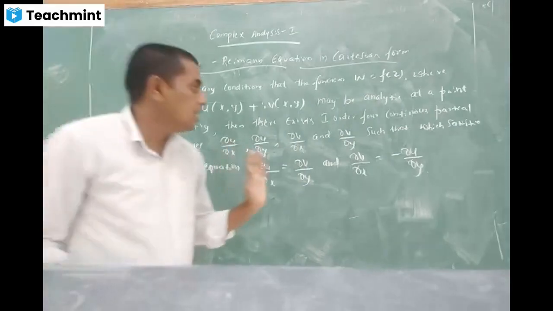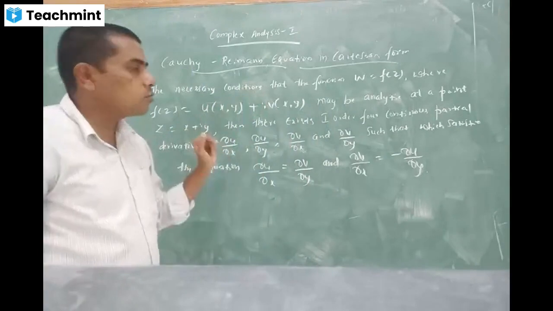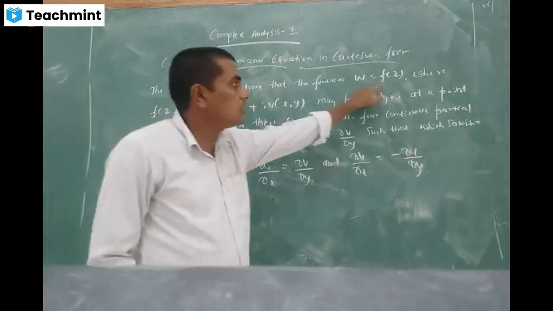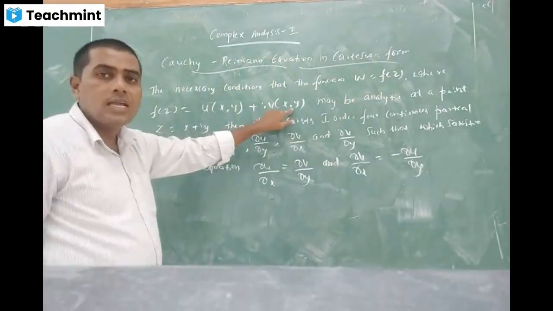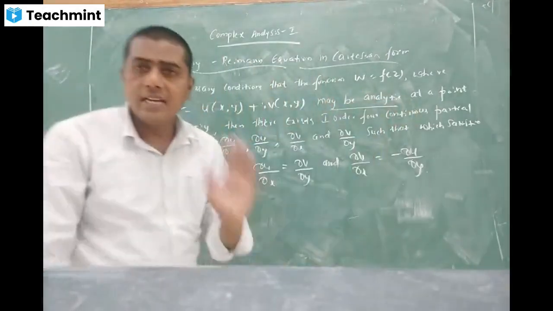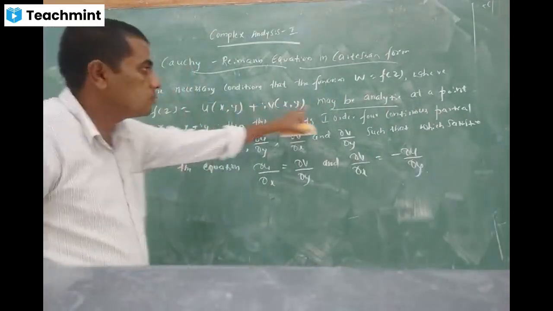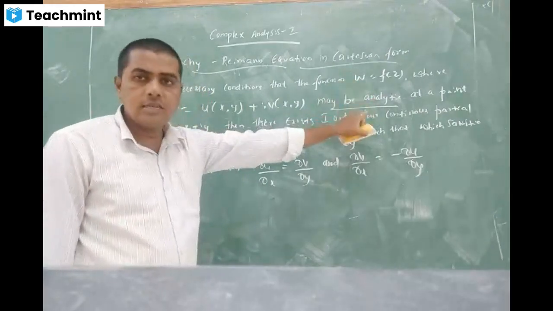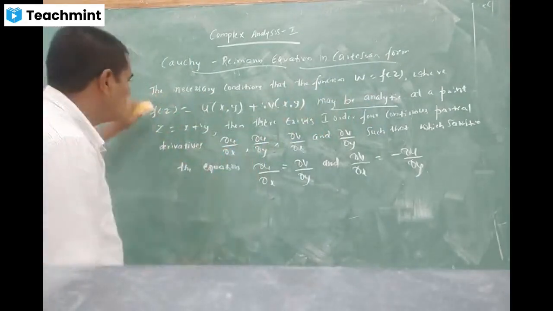See, just try to understand. This is the statement, right? From the hypothesis, what have they given? The necessary condition: let the function w is equal to f of z, where f of z is defined in the form u of x comma y plus i into v of x comma y, may be analytic. May be analytic means the derivative should exist. See, with respect to this, they have given analytic, right? From the hypothesis it is given as analytic. So analytic function means the derivative should exist. I'm going to write the definition now.